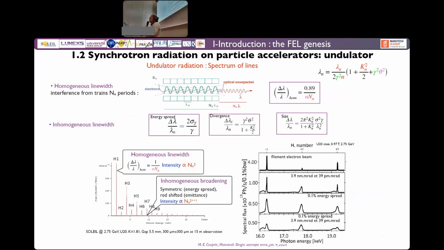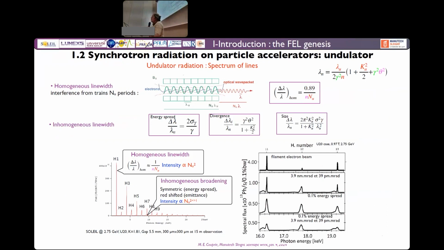Undulator radiation is also emitted as a spectrum of lines. So we have a finite number of periods for the undulator, which I call NU. Then we have the interference from a train of NU periods, and the radiation is emitted as a sinus cardinal. And the line width is given typically by 1 over the number of periods and the harmonic number.